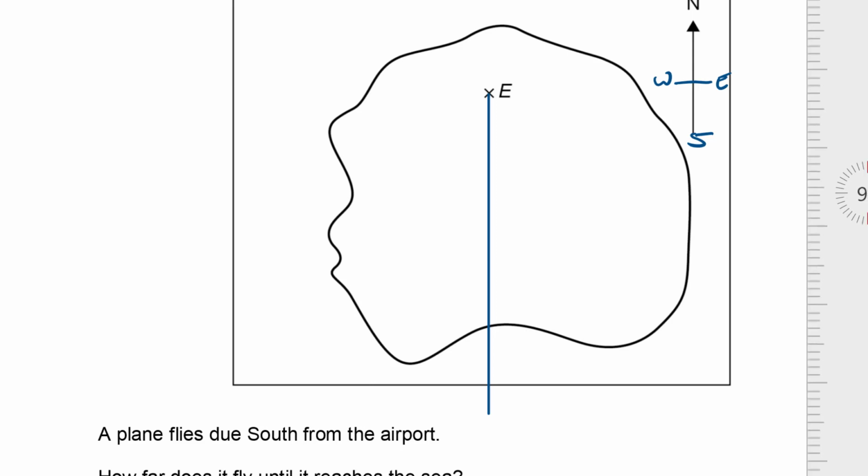So how far does it fly until it reaches the sea? It reaches the sea at this point. Okay, where the land ends is where the sea begins. So basically I need to measure that distance from there down to there.